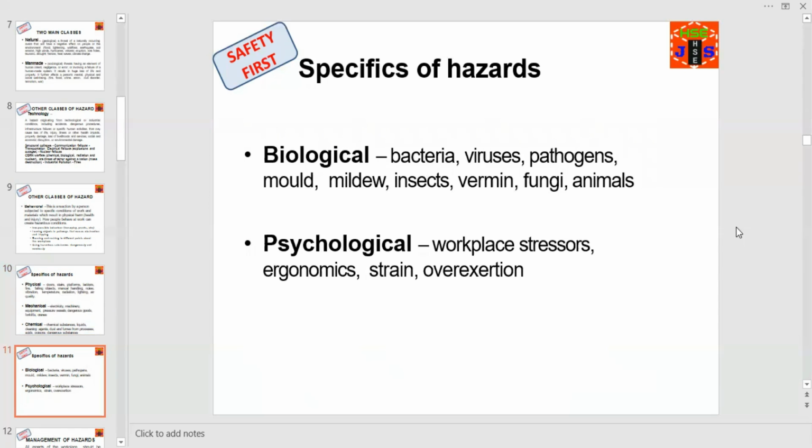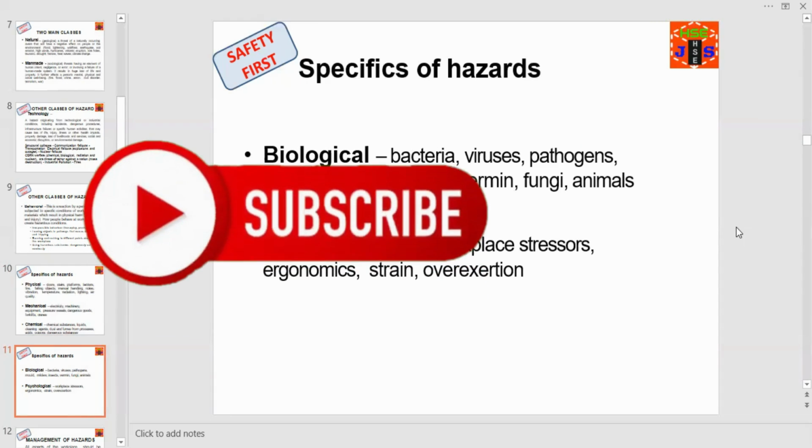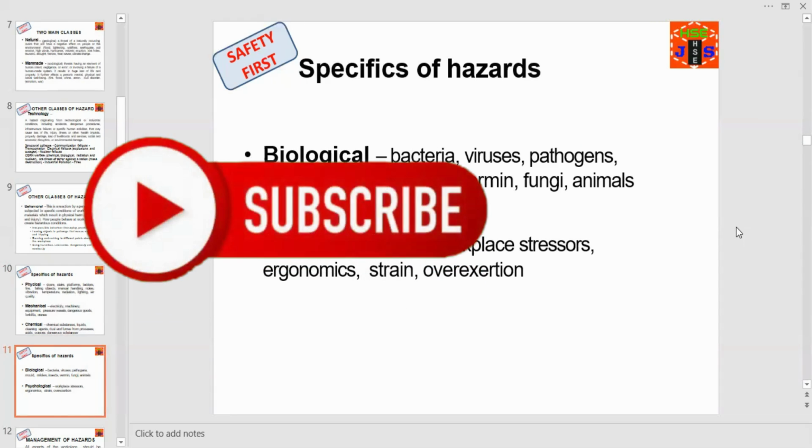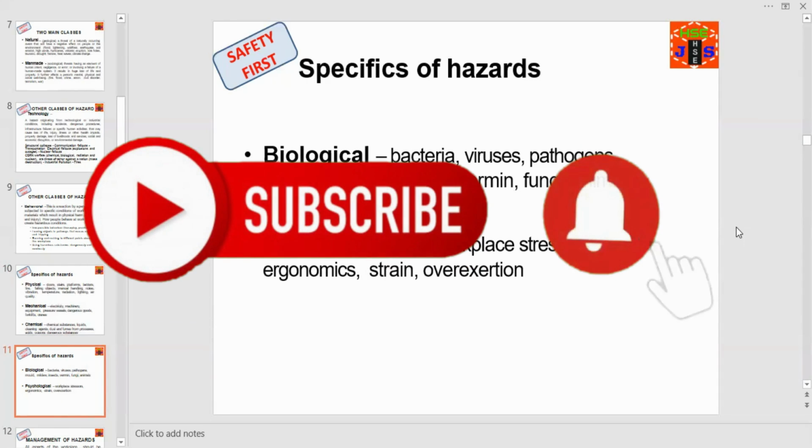Bacteria, viruses, pathogens, mold, mildew, insects, vermin, fungi, and animals. These all are examples of biological hazards. Psychological hazards means workplace stressors, ergonomics, strain, or overexertion, etc.